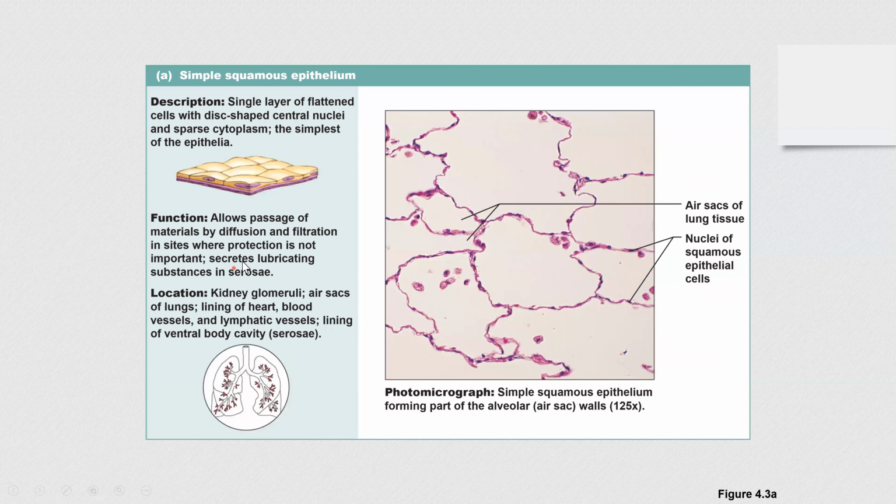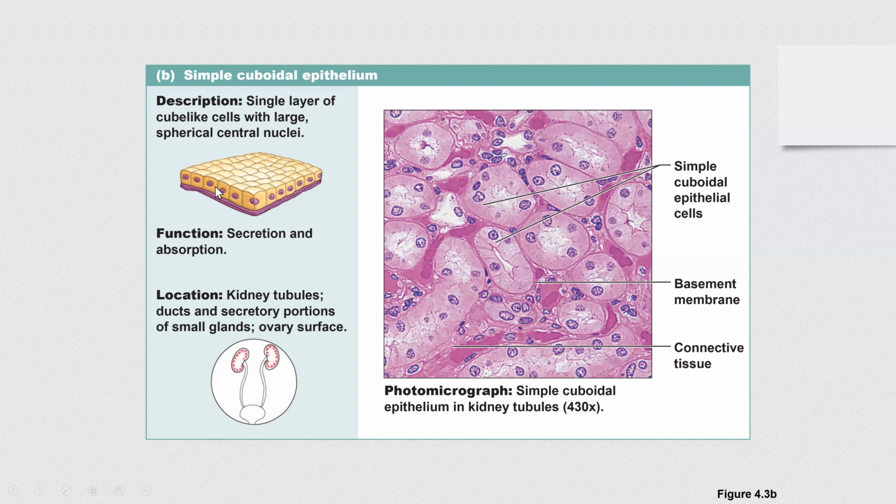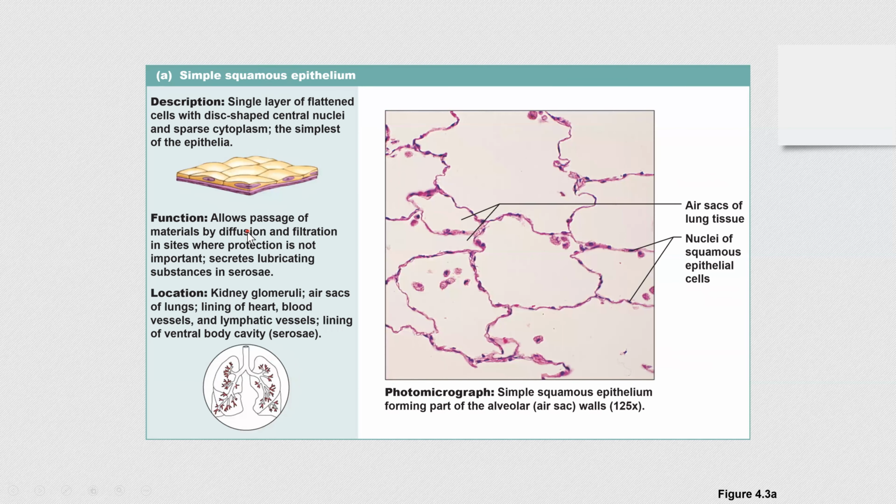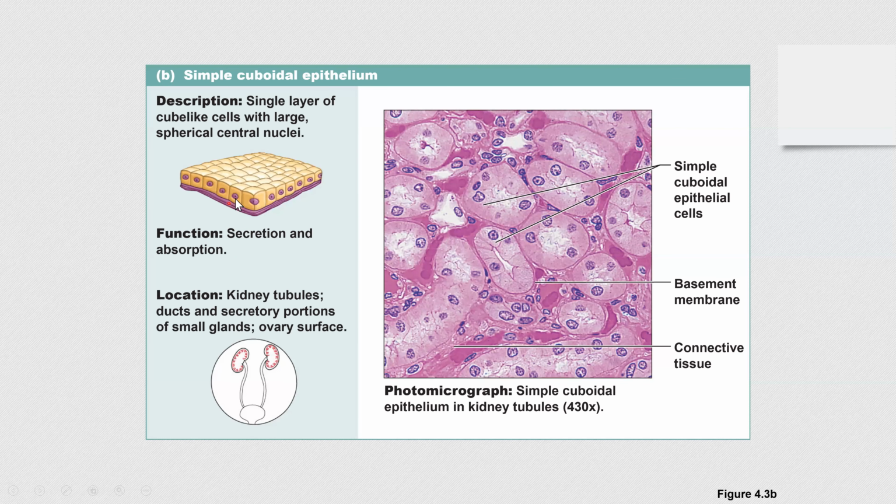So if you look over here, diffusion and filtration, well, now cells getting larger, and they do not fit a function of diffusion or filtration. But secretion is pretty good, right? So you can make some product, you can secrete it. And actually, many glands are made of cuboidal cells. So where we have secretion, where we have absorption.